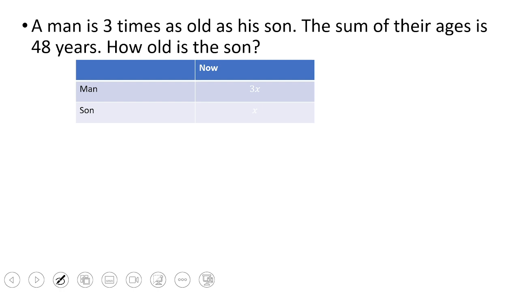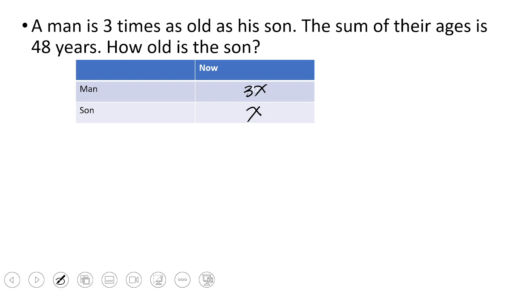Let's have another example. So we have here a man is 3 times as old as his son. The sum of their ages is 48 years. So the question is, how old is the son? So the age of the man is based on the son. So we will set the age of the son as x and the age of the man as 3x.